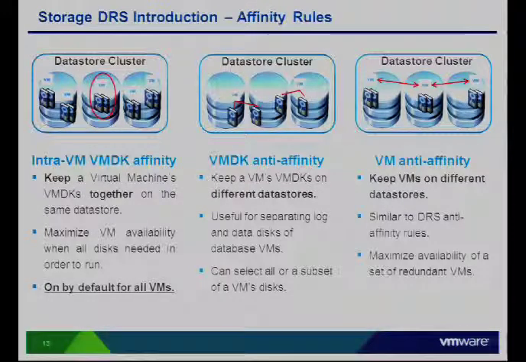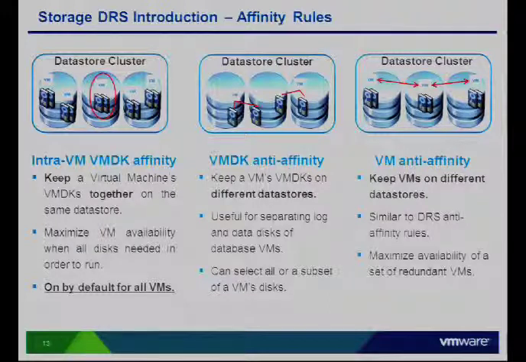Affinity rules. I assume you're all familiar with affinity rules in DRS. Same thing is available in Storage DRS, but this is based on the files of a virtual machine. Now, VMDK affinity rules will force Storage DRS to keep all the files and disks of a virtual machine on one particular data store, while the anti-affinity rule will force DRS to spread it out across the data stores.